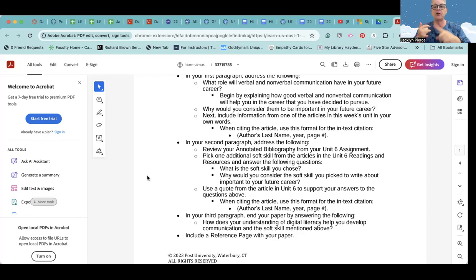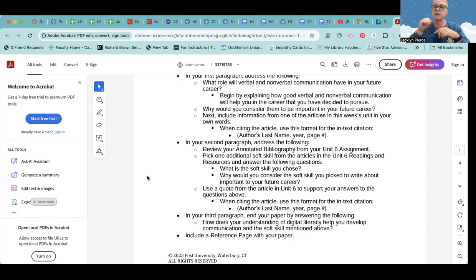You cite information, whether you put it in your own words or you quote it. In the first paragraph, it must be paraphrased. In the second paragraph, it must be quoted. So please be sure to follow those instructions because that is reflected in the rubric. In the citation, again, author's last name, year, and page number, if you have all that information.